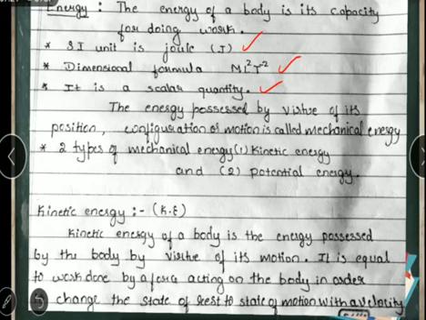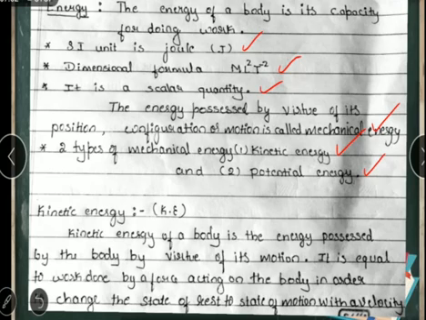Okay. The energy possessed by virtue of its position, configuration or a motion is called as what? Mechanical energy. This mechanical energy can be classified into two types. One is kinetic energy, another is potential energy. Let's deal with the term kinetic energy. So kinetic energy andre enu? It's the energy possessed by the body by virtue of its motion.